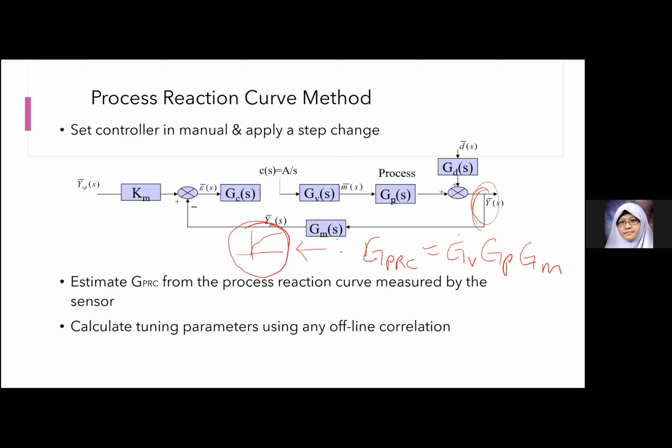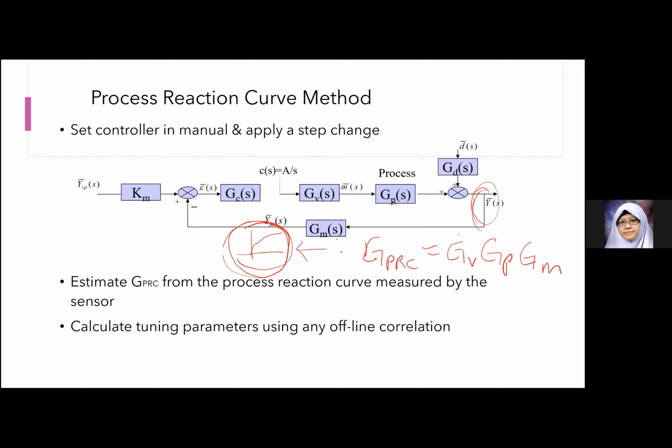Okay, so you don't have to get any more valve transfer function, process transfer function, or the sensor transfer function separately. It comes together. Okay, so this is the output, this is the input. So when you are estimating this, it is actually GV, GP, GM.